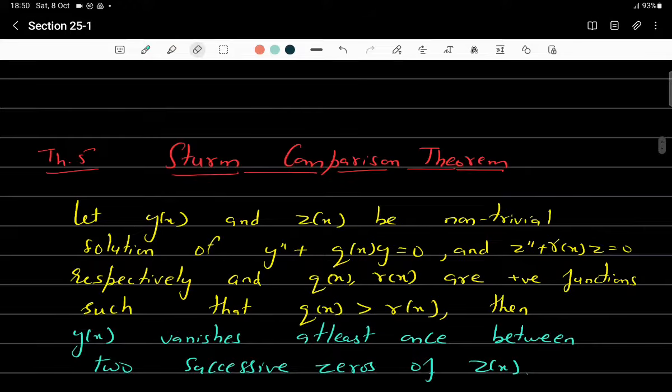This is a very important theorem, which says: let y and z be non-trivial solutions of y'' + q(x)y = 0 and z'' + r(x)z = 0, where q and r are positive functions such that q is greater than r. Then y(x) vanishes at least once between two successive zeros of z(x). Let's try to understand what it is saying.